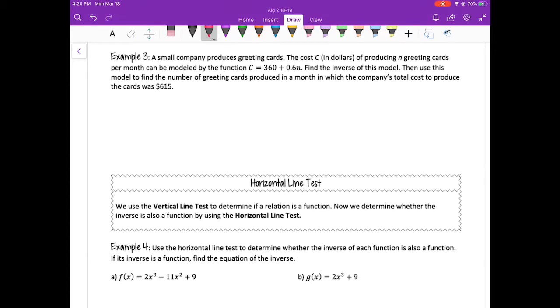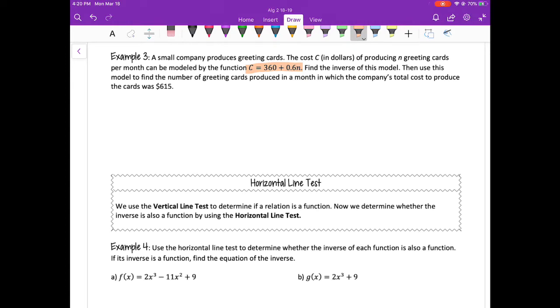Alrighty, and then moving on to example 3 on the back. A small company produces greeting cards. How sweet. The cost in dollars of producing N greeting cards per month can be modeled by the function they give us here: C equals 360 plus 0.6N. I want to find the inverse and then use this model to find the number of greeting cards produced in a month in which the company's total cost to produce the cards was $615.